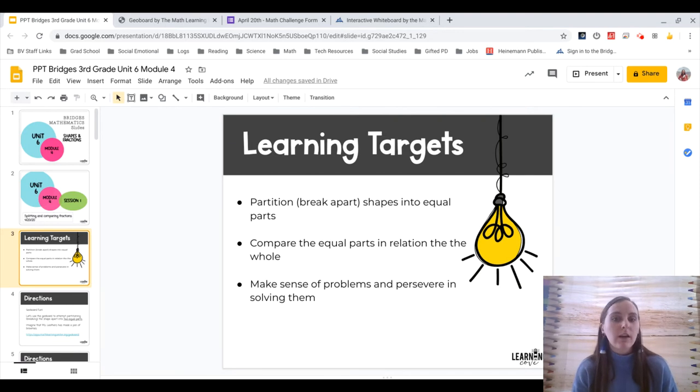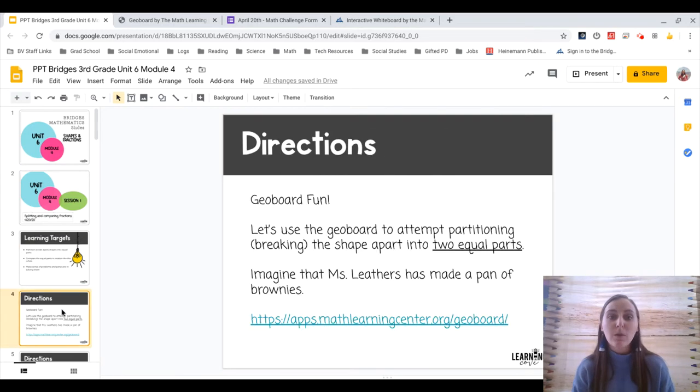And finally, I also want us as mathematicians to always be making sense of the problems and then persevering. If the problems get hard, we still want to try to solve them. We're going to actually start with a little bit of GeoBoard fun to be able to partition or break apart. So we're going to use my digital GeoBoard to break the shapes apart into two equal pieces.